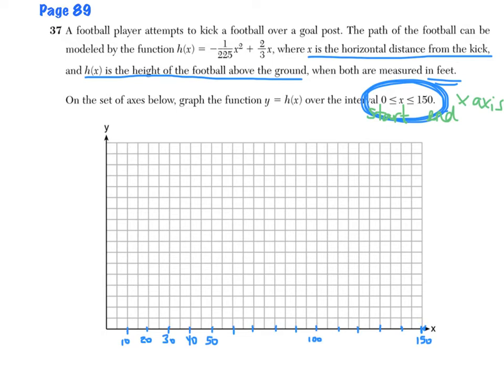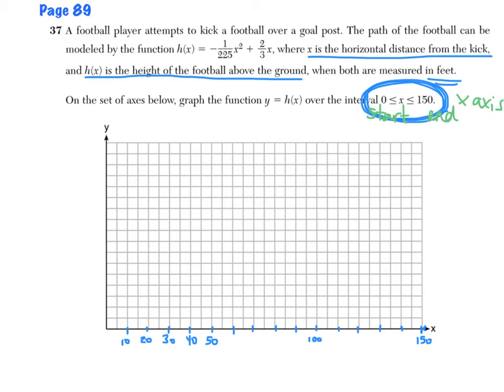Okay, so you can see I started off labeling every other one as 10, and then I ended up just putting the tick marks down and labeling the 100 and the 150, which is perfectly fine. I've set a scale and I maintained it from beginning to end. All right, now I'm ready to graph it.